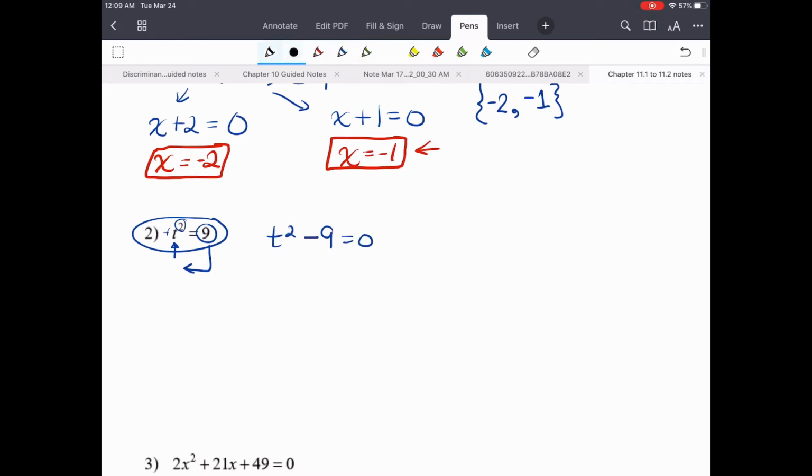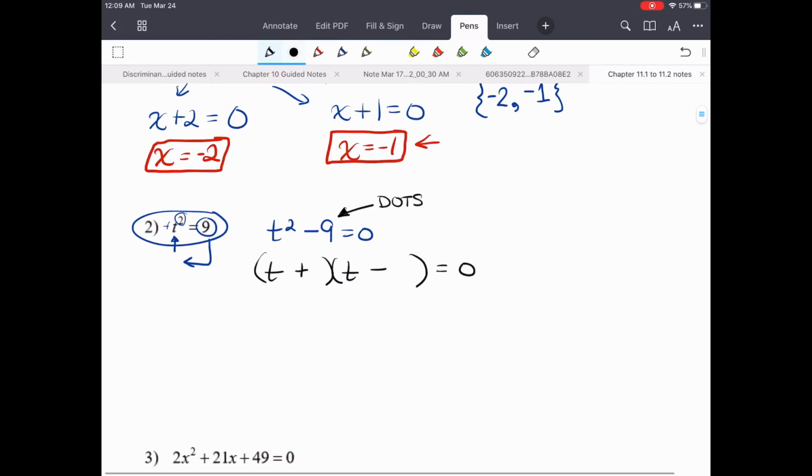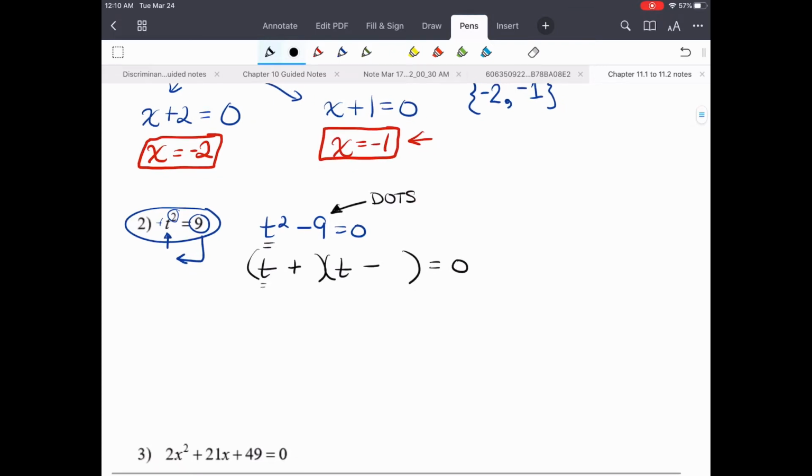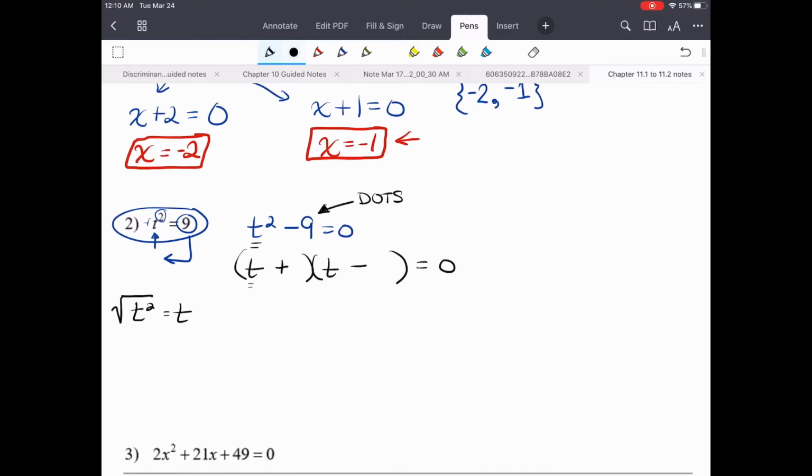And if you've been in class or if you've been kind of awake lately, you might notice that that's a difference of two squares. I usually just refer to that as DOTS. If it's a difference of two squares, you know that it's going to turn out to be a plus-minus situation, where you take the square root of the first term and put that there. The square root of t squared is t, it's really plus or minus t, but I'm just going to write t, and the square root of 9 is 3, so that's your other term, so plus 3, minus 3.